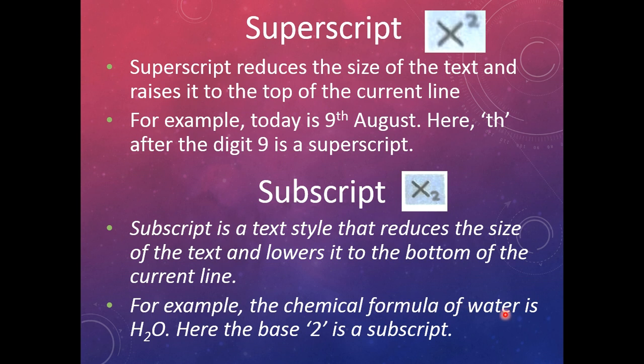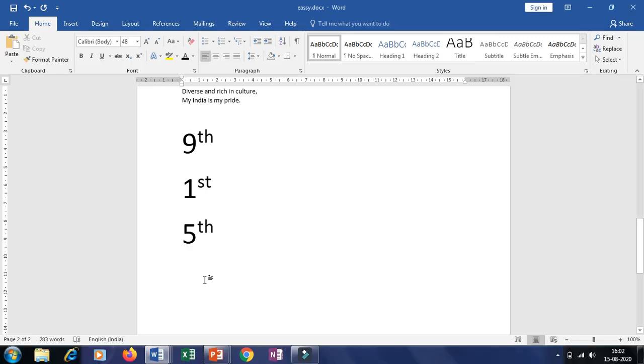For example, the chemical formula of water is H2O. Here the 2 is a subscript. Mostly this subscript is used in chemistry, when you reach higher classes and study science, there are many chemical formulas. There we have to write the numbers small. The chemical formula of water, you know, is H2O, and you have to write the 2 below. So we will do that also.